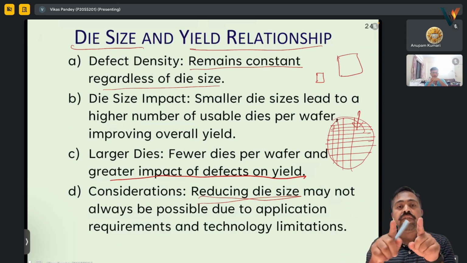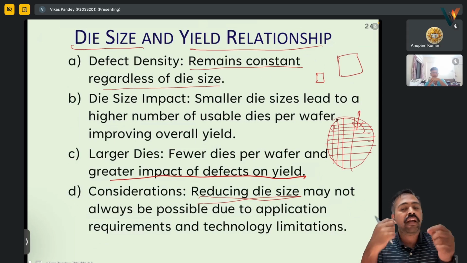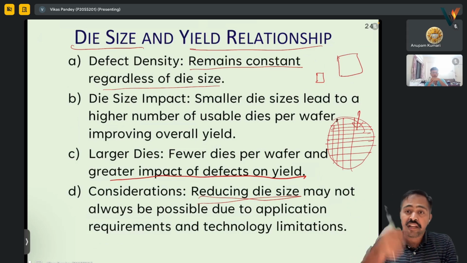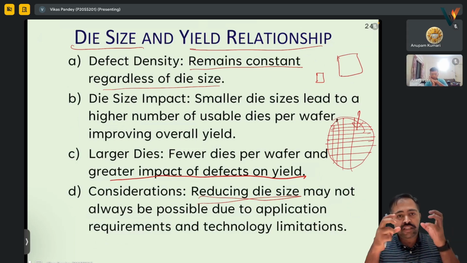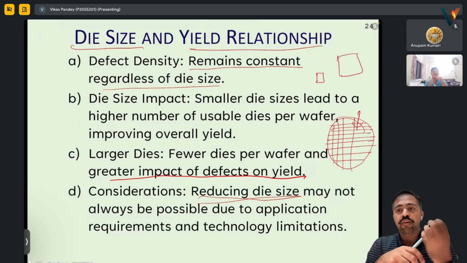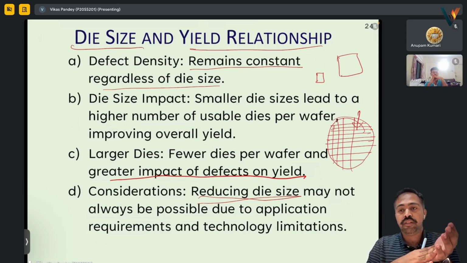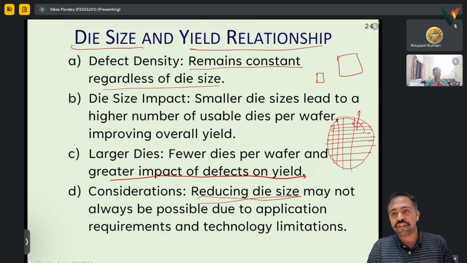But what if the distance between these two wires is in terms of nanometers or micrometers? They will have a tremendous effect on each other, and the current is itself in nanoampere or microampere, so that effect increases. So reducing the size of the die or the device is not always feasible, although reducing it will increase our throughput. That's why a lot of work is being done in this field to reduce it further.